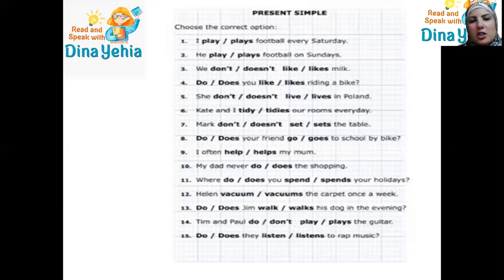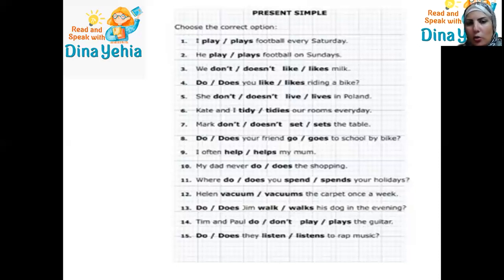We don't or doesn't like or likes milk? The confusion will start: don't, doesn't. So let's start from the very beginning. We. I choose don't. When I have don't, the verb is without S, so we don't like milk. Clear? Clear.